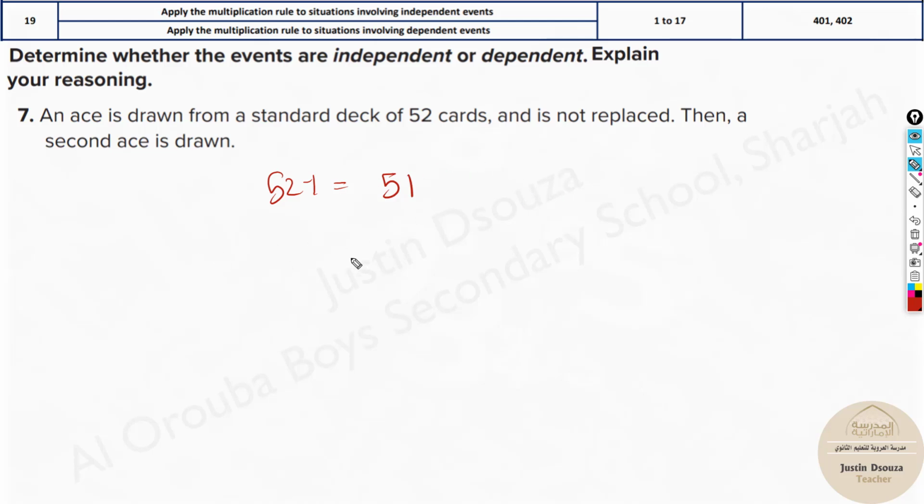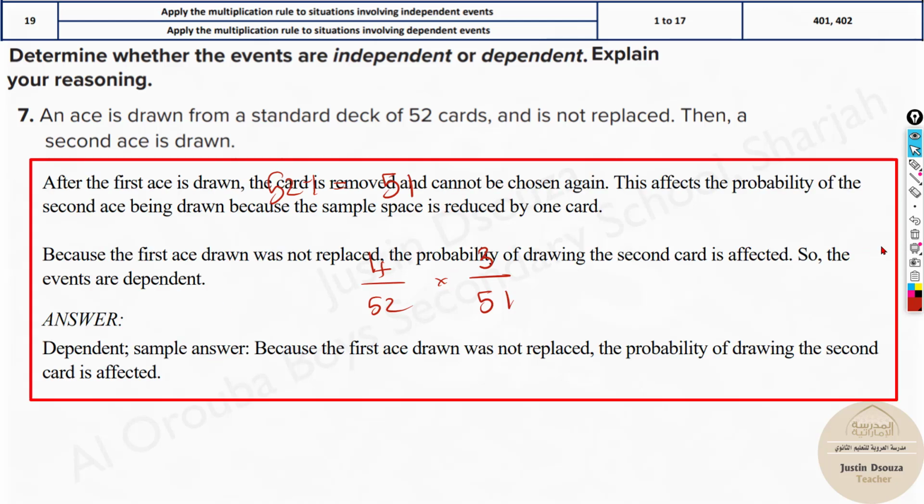So the probability over here would be, there are 4 aces. 4 by 52 multiplied by, now 1 was drawn, so there are 3 more and 51. This is the probability. But they're not asking the probability here. They're just asking whether it's dependent or independent. Here it is a dependent event. So the answer is dependent. And you can read through it.